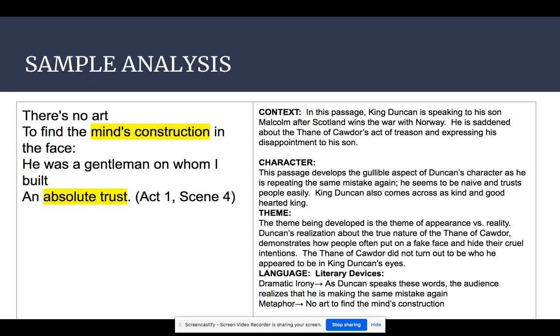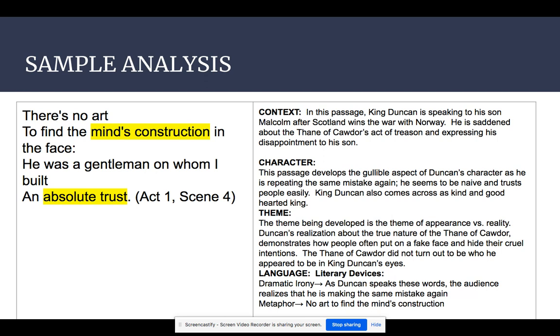The context of this passage is that King Duncan is speaking to his son Malcolm after Scotland wins the war with Norway. And he's saddened about the Thane of Cawdor's act of treason, and he's expressing his disappointment to his son. Now, when I read this passage, I realized, okay, it's definitely developing King Duncan's character.